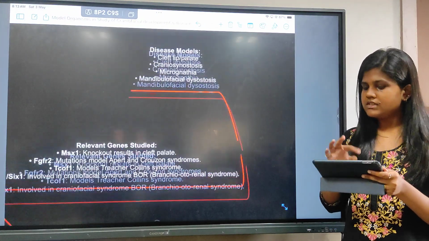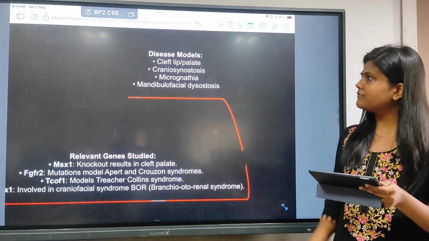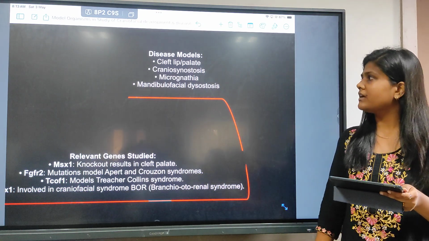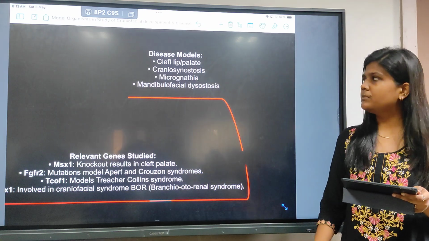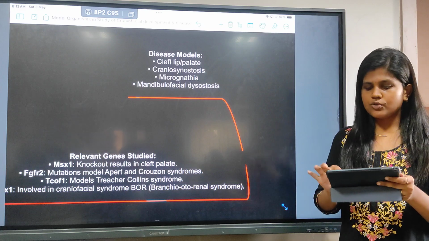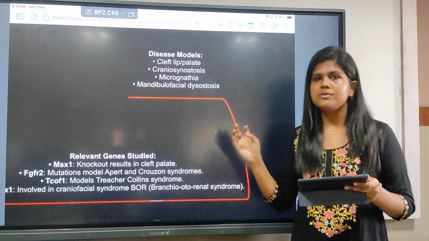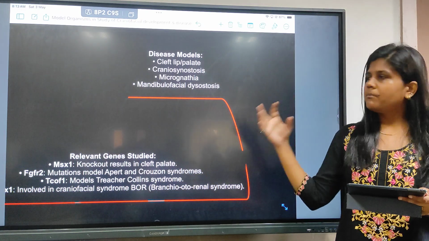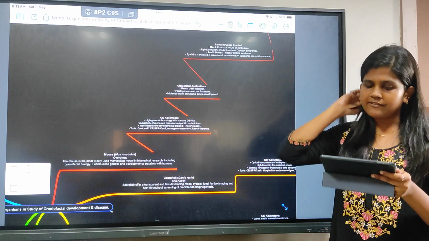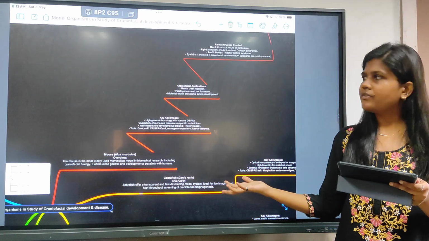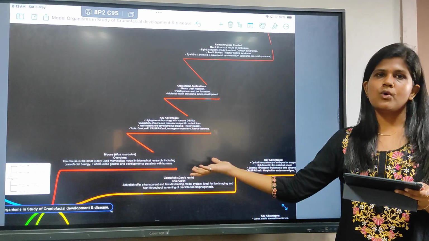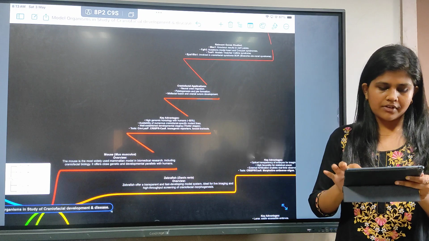The disease models studied are cleft lip, cleft palate, craniosynostosis, micrognathia, and mandibulofacial dysostosis. These are the key points we have to remember: why the mouse model is used for craniofacial development, what genes have been studied so far, and what mutation causes what particular syndrome.